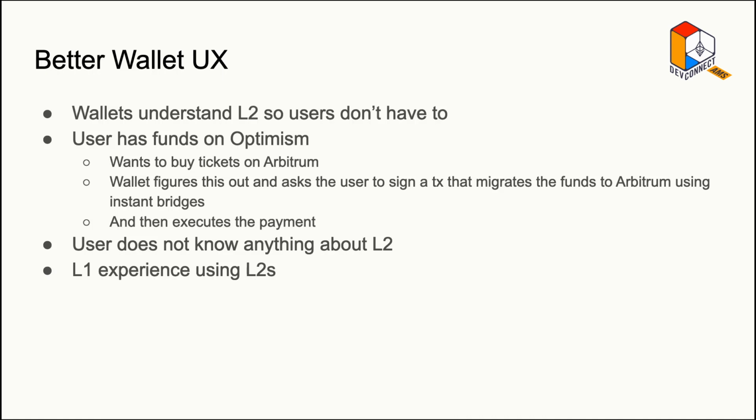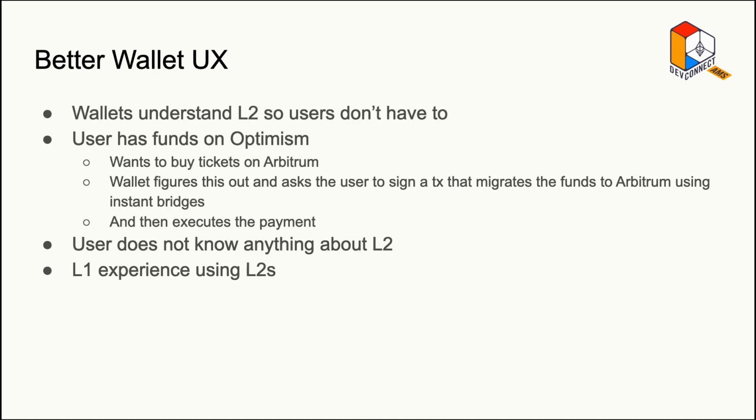So there's a lot of things that we can do inside the wallet to abstract this away from the user. For example, let's say a user has some money on Optimism, and they want to spend that money on Arbitrum. We want the wallet to be able to figure out, oh, I'm just going to use this bridge to instantly withdraw my money from here to Arbitrum to make the actual transaction, to get the ticket, and then it's done.